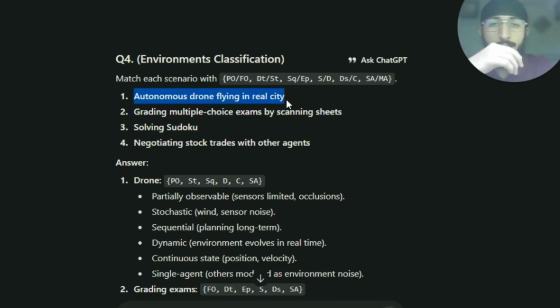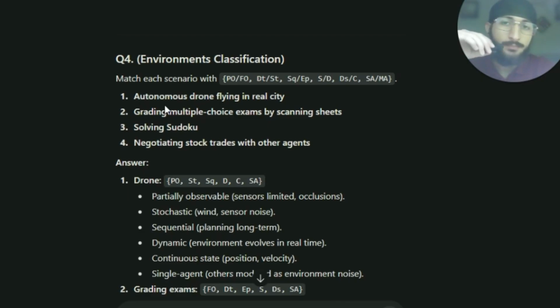So, autonomous drone flying in a real city. This is going to be partially observable because sensors are limited, occlusions, right? It may be hidden behind a building and we cannot view it because it's flying in a real city. Then stochastic because wind and sensor noise would affect it. Then sequential, so planning long term: we have one action, then after that we'll perform subsequent actions which depend on the action that we have taken in the current time period, right? So that is why it's sequential.